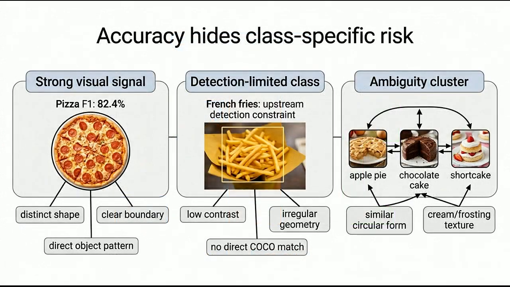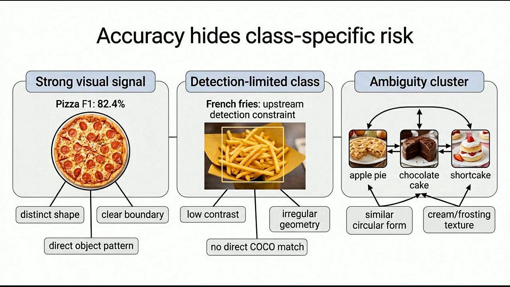The deeper insight is that total accuracy hides class-specific risk. Pizza performed strongly with the best per-class F1 at 82.4%. That makes sense because pizza has distinctive geometry and a direct visual structure that both detection and classification handle well. French fries are different. They are visually low contrast, scattered, and detection limited. If detection quality is weak, classification quality is also constrained.